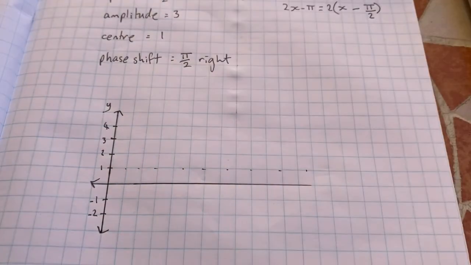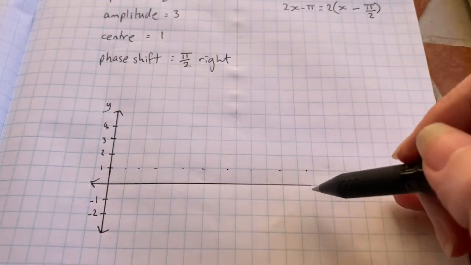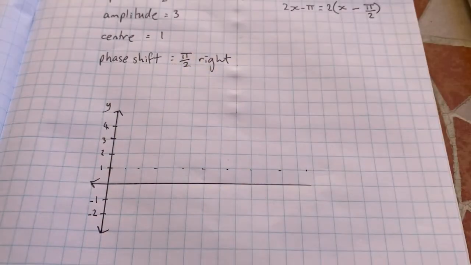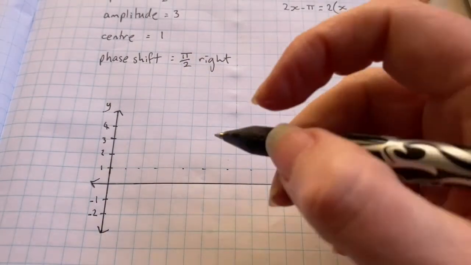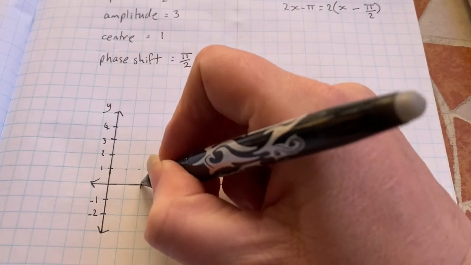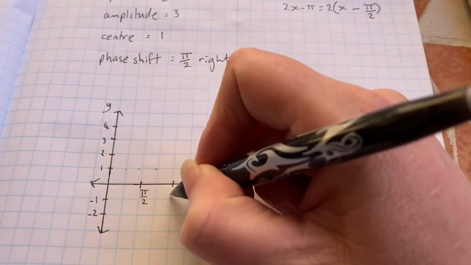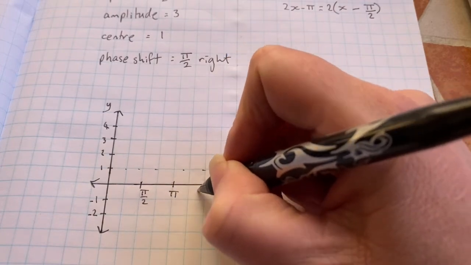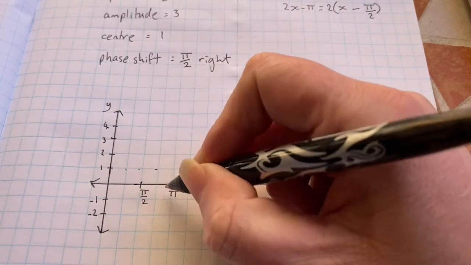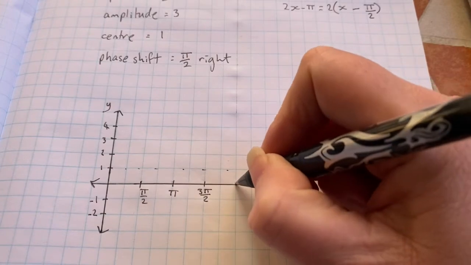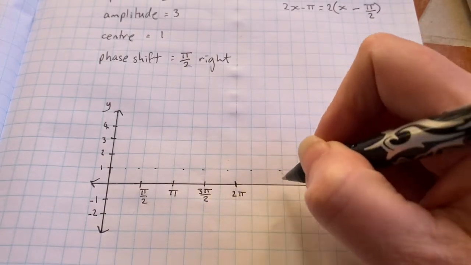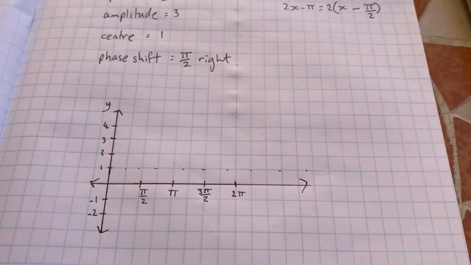Now I'm moving π on 2 to the right, so I need π on 2 as a bare minimum for my units. So I'm actually going to make π on 2 here. So this will be π, this will be 3π on 2, remember that's 2π on 2, and this is 4π on 2, which is the same as 2π, so that's where my graph is going to stop there.